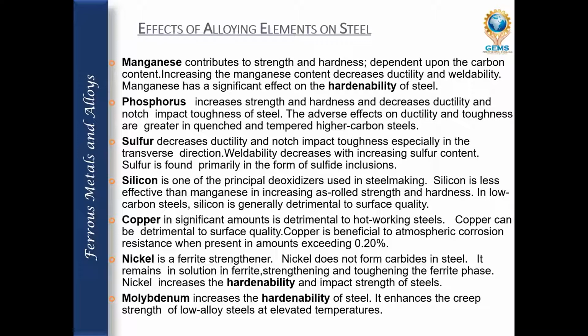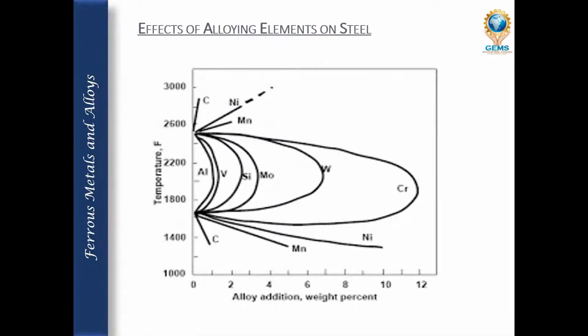Molybdenum increases the hardenability of steel. It enhances the creep strength of low alloy steel at elevated temperatures. Basically, these elements are added to the steel in different percentages in order to have different physical and mechanical properties. So that is the reason. The effect of alloying elements on steel. Different percentages of alloying elements are added for different temperatures.